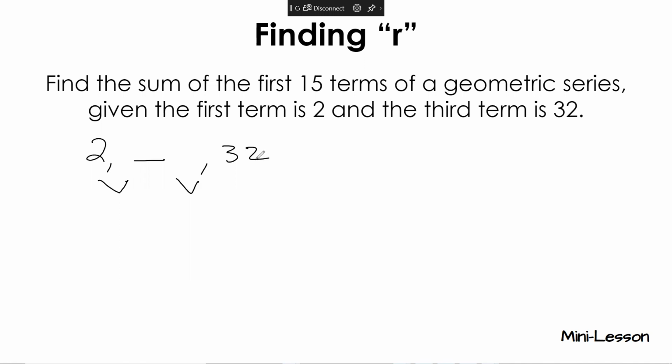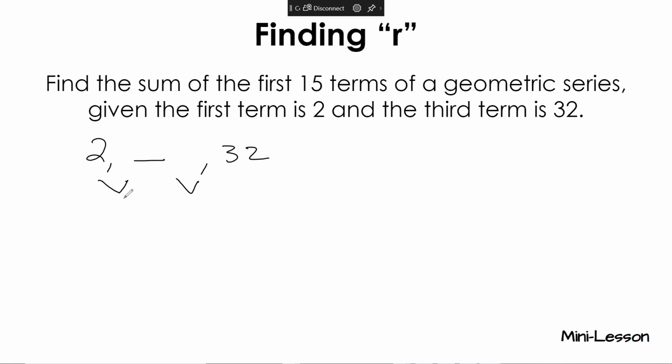All right, well, let's try a couple different things. Well, 2 times 1 wouldn't get us anywhere, right? What about 2 times 2? What would that give us? 4. And then 4 times 2 again, would that give us 32? Okay, so that wouldn't work.